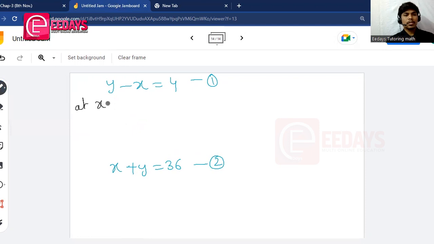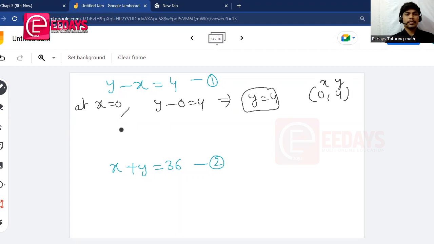At x is equal to 0, y minus 0 is equal to 4. Obviously, y is equal to 4. So we can take 0 comma 4 as x comma y.